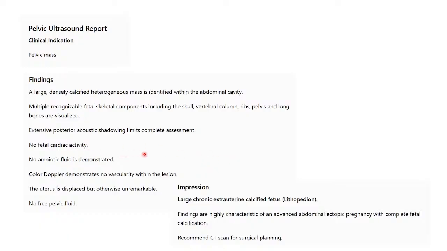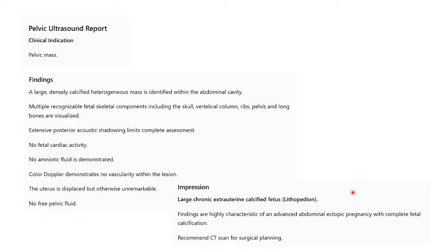No fetal cardiac activity was noted. No abdominal fluid is demonstrated. The color Doppler demonstrates no vascularity within the lesion. The uterus is displaced but otherwise unremarkable. No free pelvic fluid. So the impression: a large chronic extrauterine calcified fetus, which is called a lithopedion.